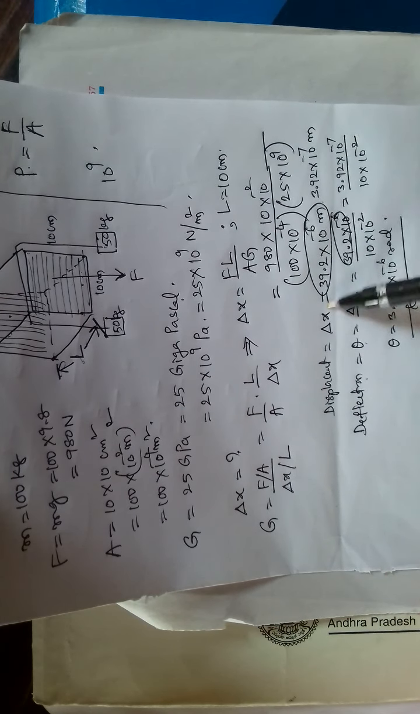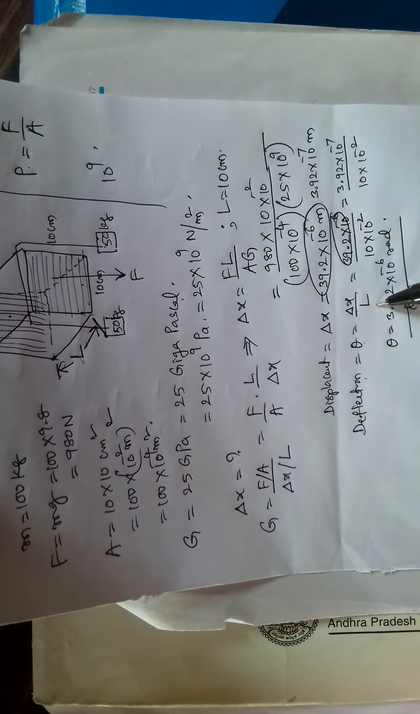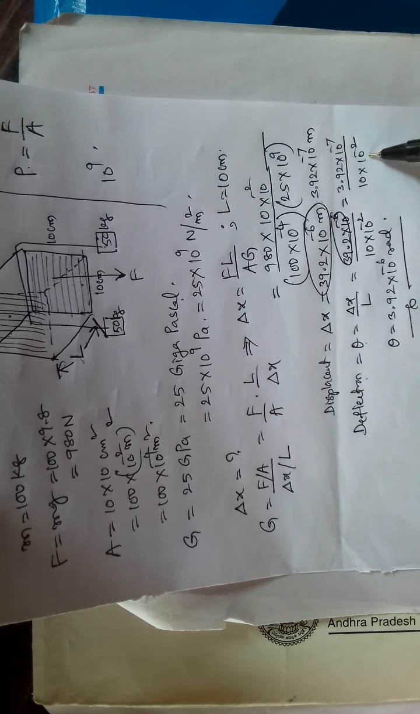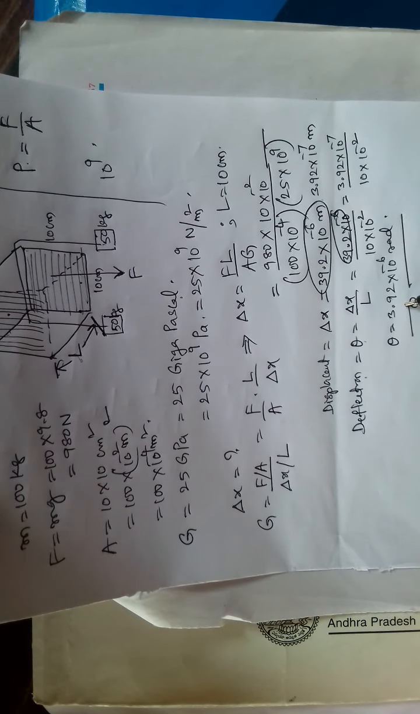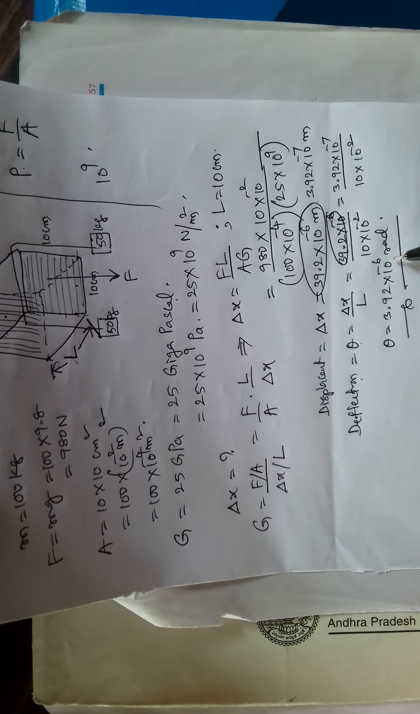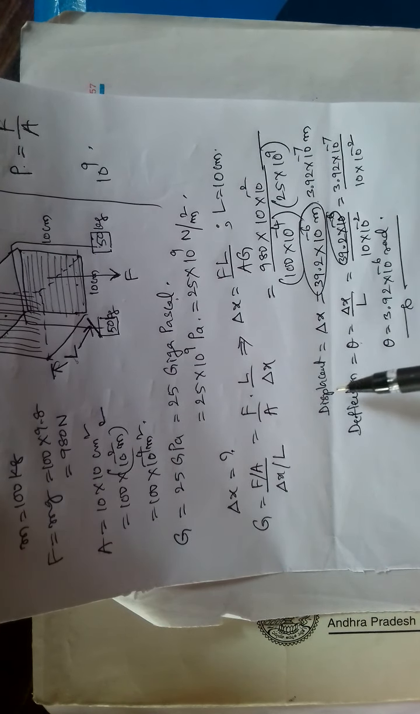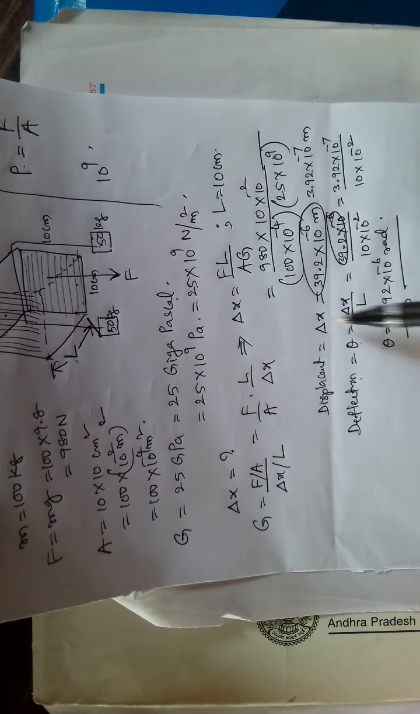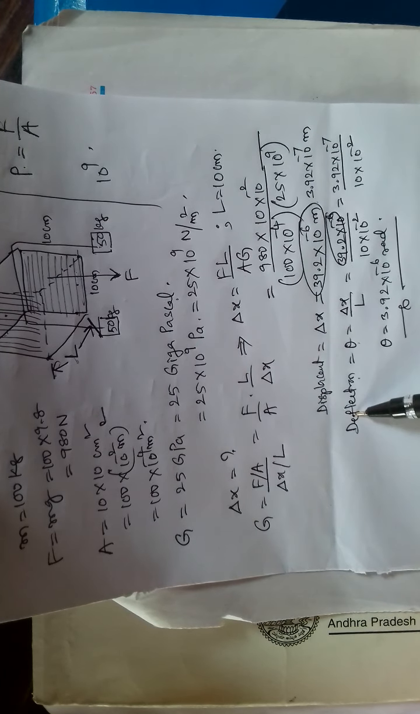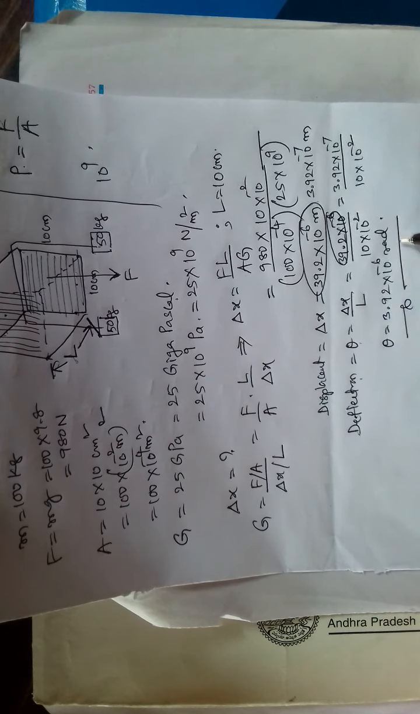3.92, so delta x value 3.92 into 10 power minus 7 divided by L, 10 centimeters. So we are getting 3.92 into 10 power minus 6 radians. So if displacement is asked, that is delta x. If deflection is asked, that is the angle in radians.